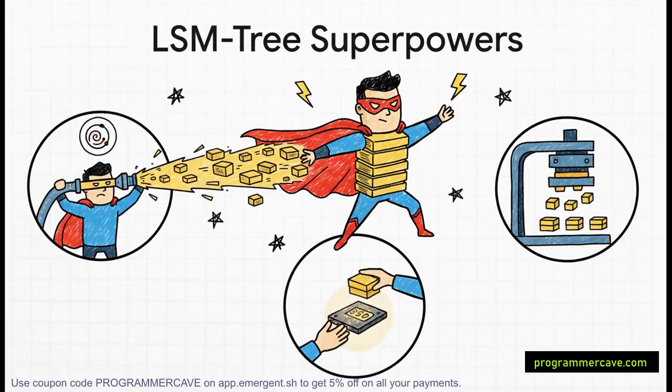Now, this design gives LSM trees some real superpowers. Their sequential-only writes mean you get exceptionally high write throughput. It's perfect for things like logging systems or IoT data. And here's a little pro tip for the senior engineers watching. This design is fantastic because it minimizes something called write amplification. That's when one logical write from your application results in multiple physical writes to the SSD, which actually wears out the drive faster. LSM trees, by their very nature, are just much gentler on your hardware.